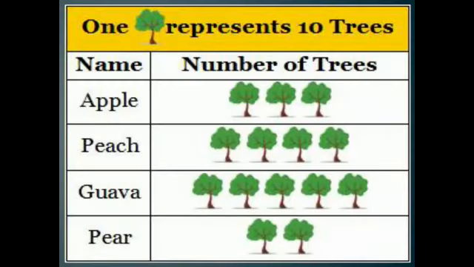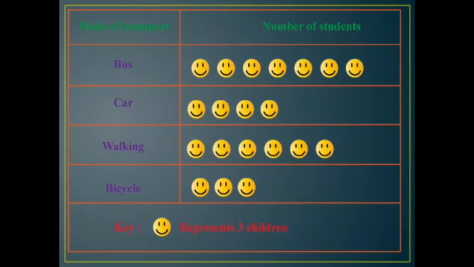This is one tree represents 10 trees. There are apple, peach, guava, pear, and the number of trees is given. You don't have to draw the picture, you have to write the numbers. You are going to do this sum as practice. Even this, one smiley represents 3 children. So mode of transport and number of school children: bus, car, walking, bicycle. Even this sum you will do as practice. Understood? So with this we have finished our chapter on pictographs.